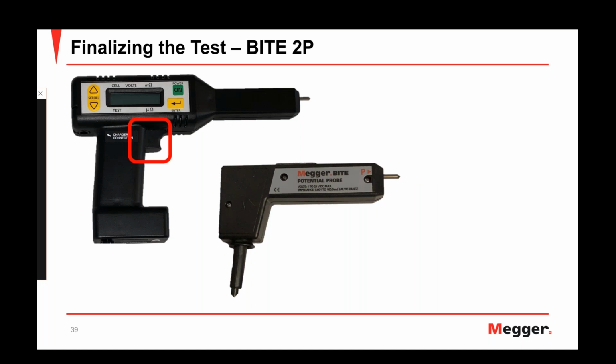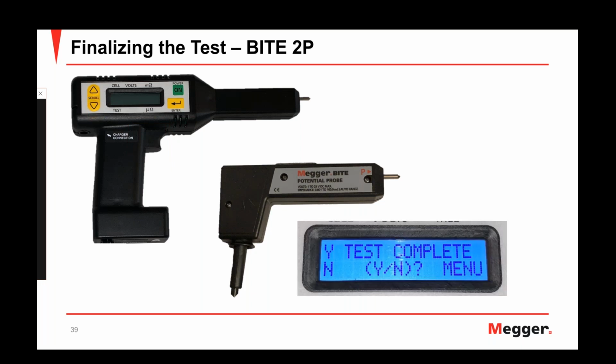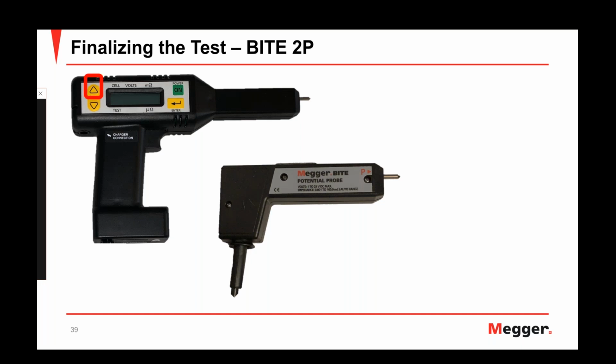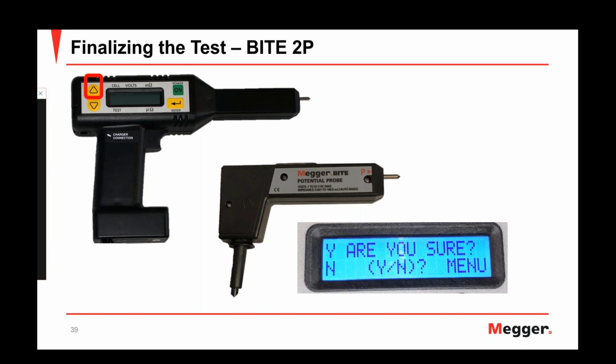Following that, pull the trigger with the tips shorted together, and then it's going to move on to asking you a couple of questions. First, press the down arrow, and it's going to ask you whether or not you want to complete the test. Tell it yes, and then it's going to ask you again to verify, are you sure? So go ahead and press the up arrow again to verify that you are sure that you're done testing, and then it will complete the test.